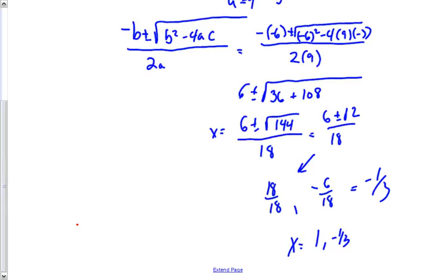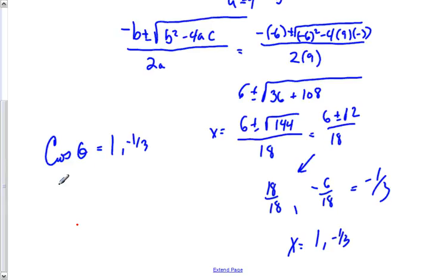Okay? That was the easy part. Remember, x isn't x, it's cosine theta, equals 1 and negative 1/3. So now we've got to go back to our original variable. When does cosine equal 1 and cosine equal negative 1/3? That means we've got to do the arc cosine.